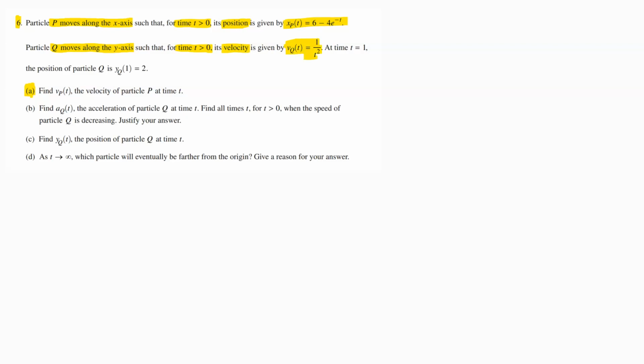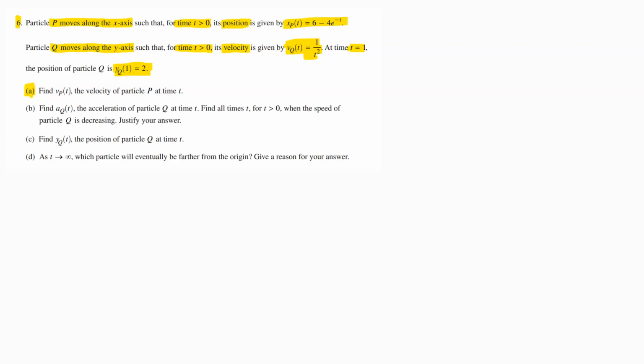And then from there, they give us a little bit more information on particle Q. At time t equals 1, they tell us the position of that particle. So at t equals 1, the position of particle Q is 2. So let's see what's going on with part A.